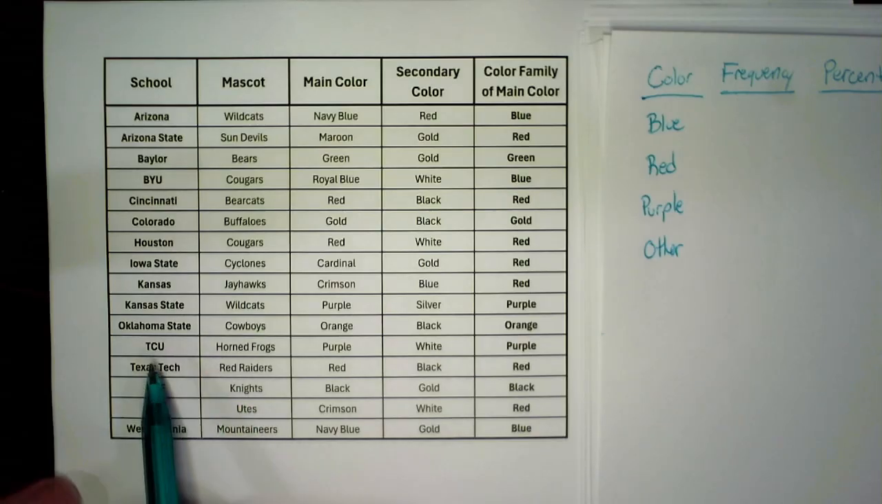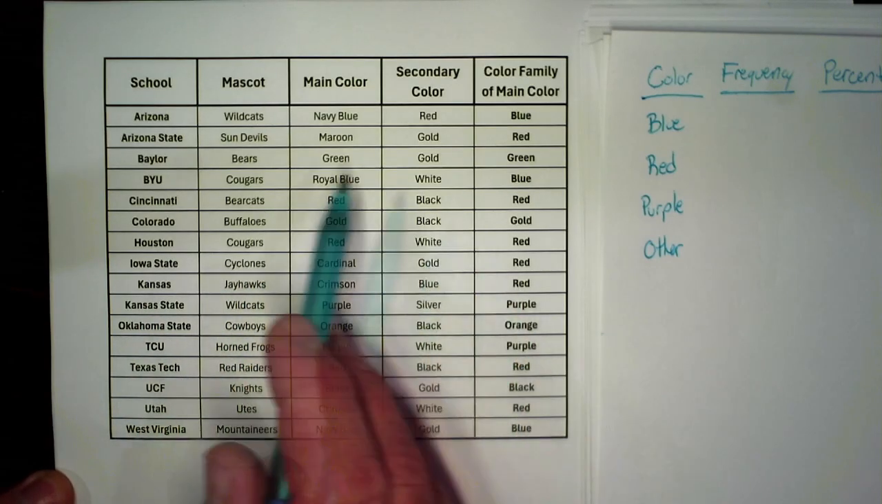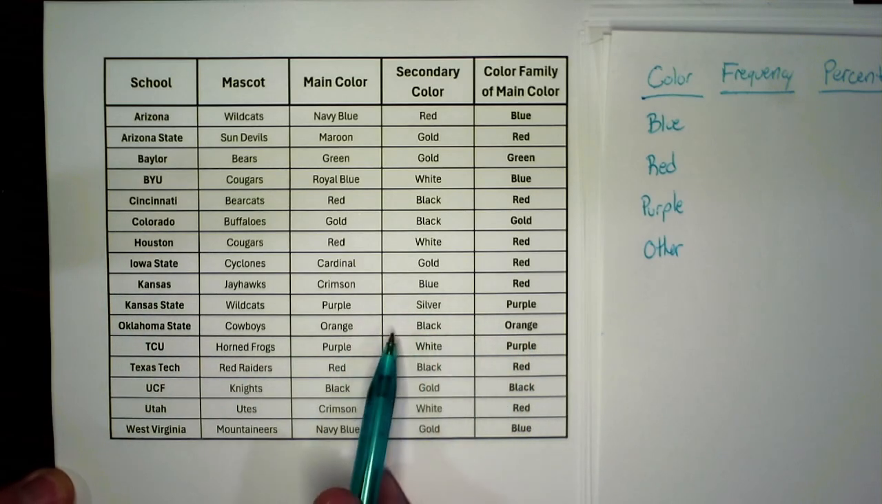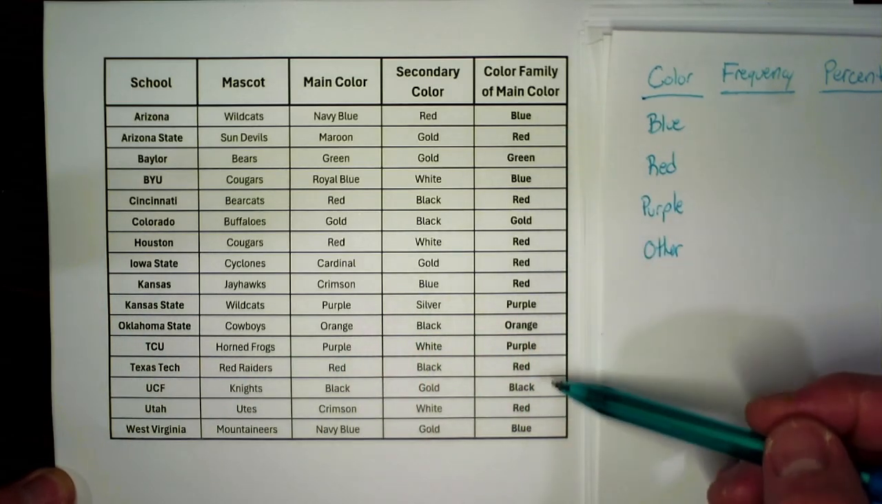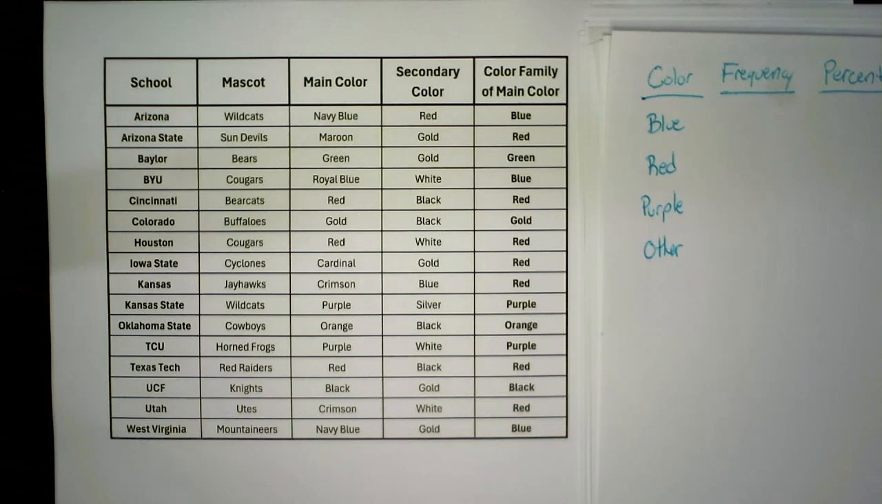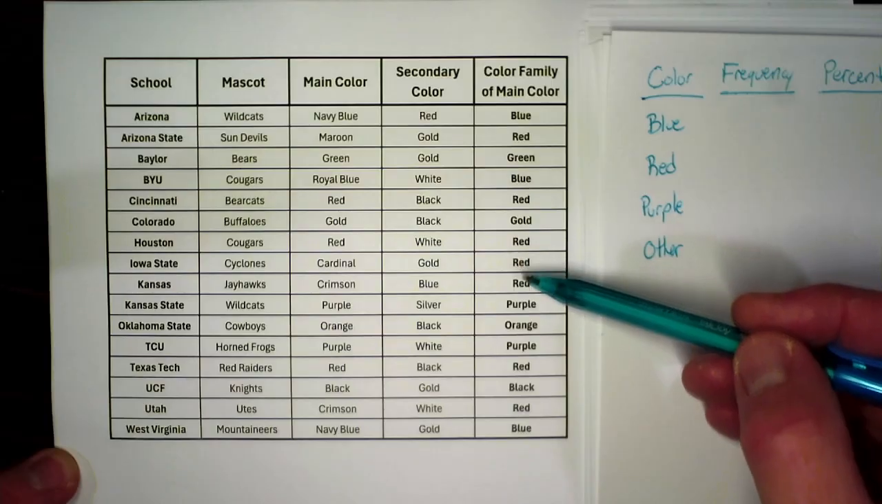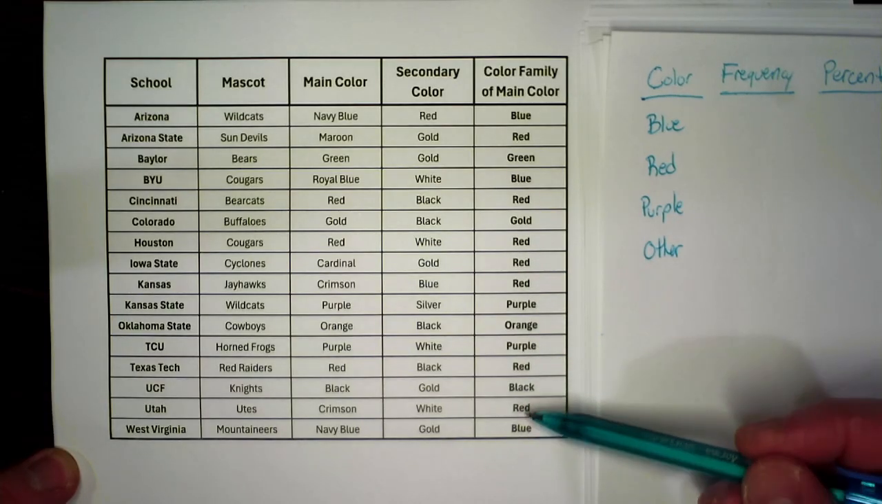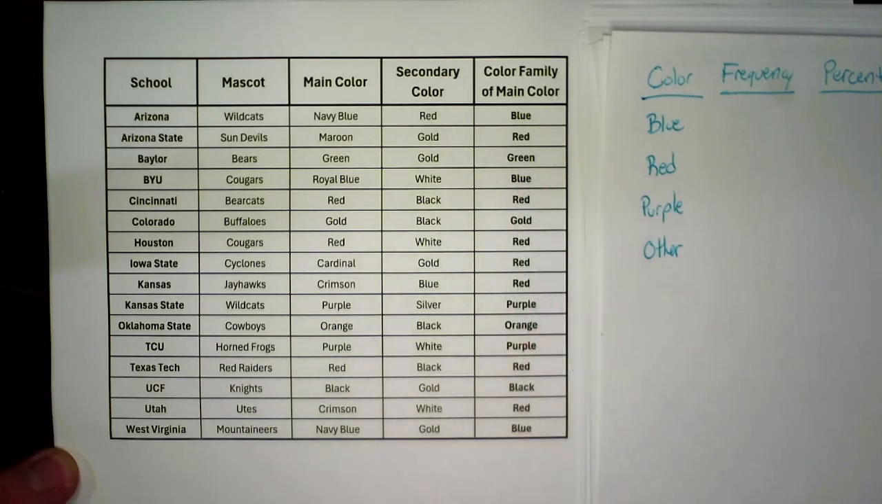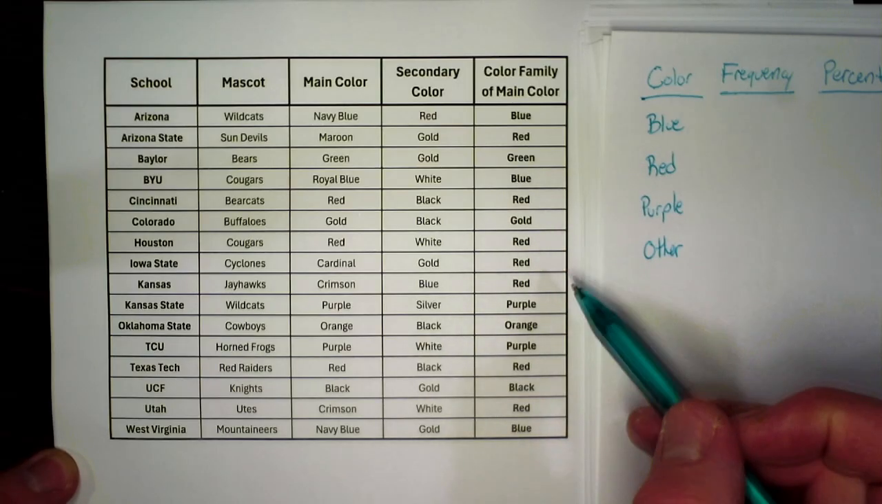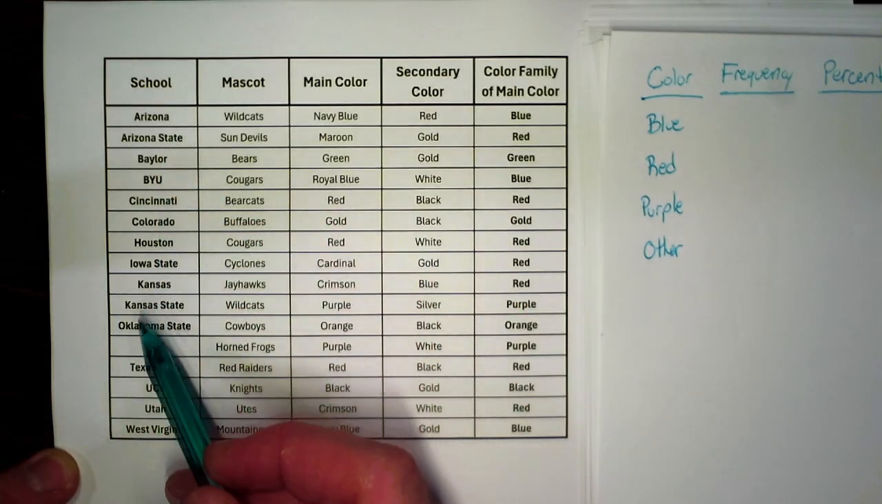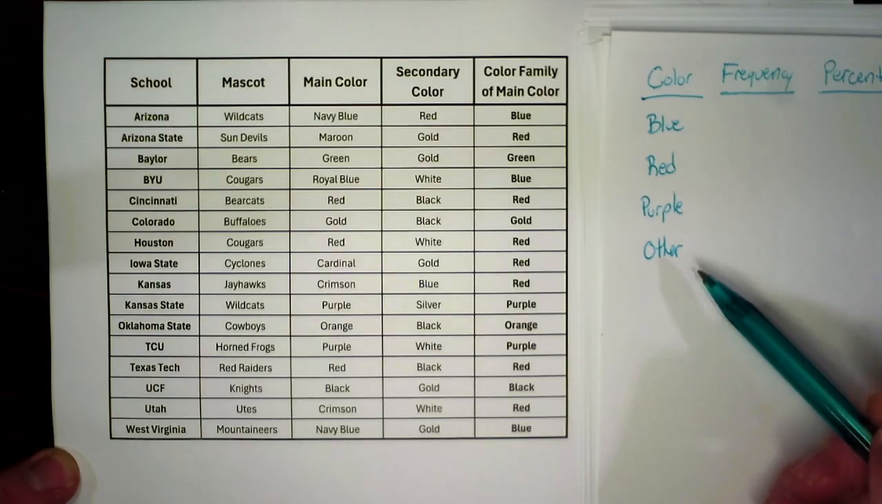We do this again with data that is qualitative or categorical. And what that means is it's not data that we would do math with. It just labels things or puts them into categories. And here what we're looking at is the 16 schools that make up the Big 12 conference, and then their main school color, which I've placed into a simpler category of color. So blue, red, even though there are different forms of blue and different forms of red. And I want to know how many schools use each color as their main color.